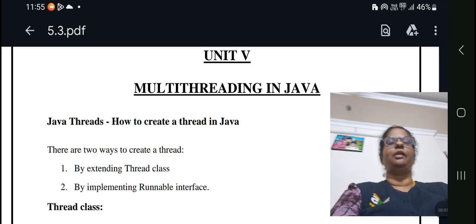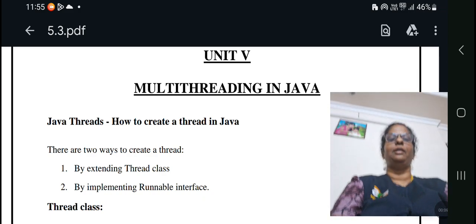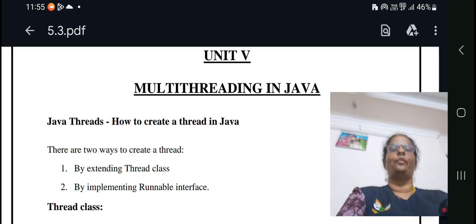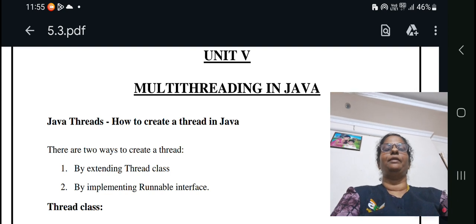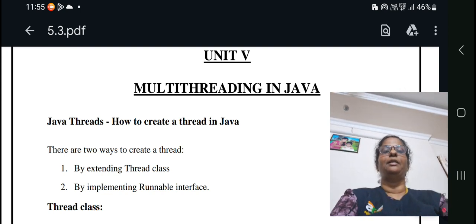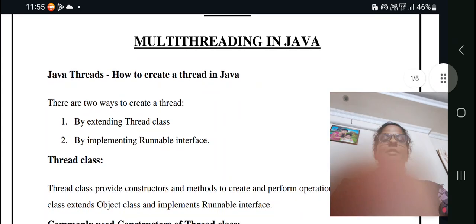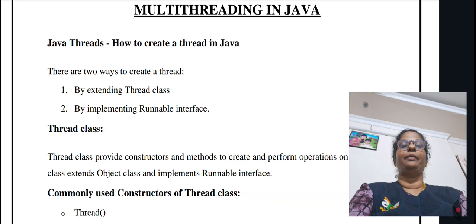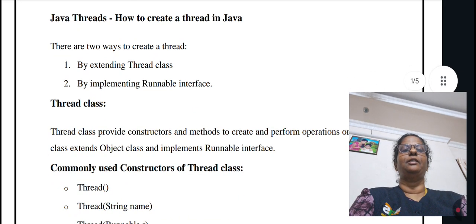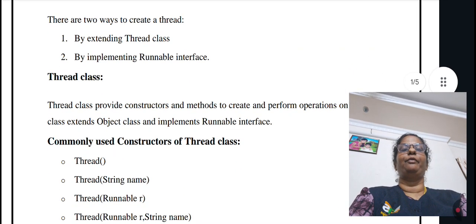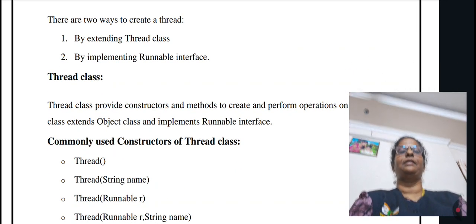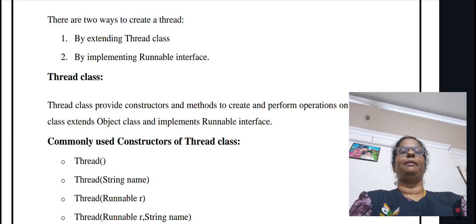So next we are going to see about Java threads, that is how to create a Java thread. There are two ways of creating Java threads: by extending the Thread class, and by implementing the Runnable interface. The Thread class provides the constructors and methods to perform operations on threads, and it extends the Object class and implements the Runnable interface.